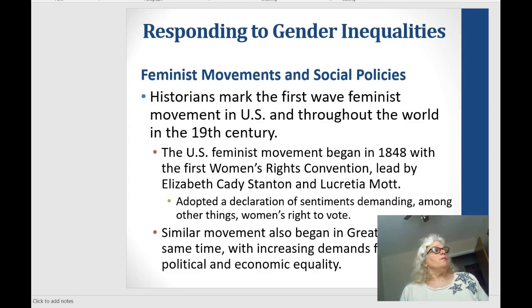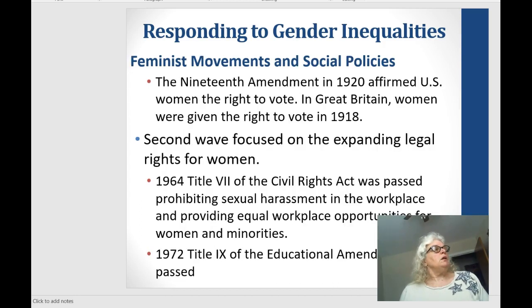Now remember, this particular movement is tied to the civil rights movement that we reviewed in the last chapter, and we can see this feminist movement moves along as well. African American men were given the right to vote after the Civil War. It was not until the 19th Amendment in 1920 that women were given the right to vote in the United States. Certain states allowed women to vote, but at a federal level they couldn't.